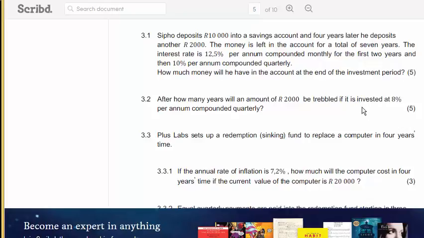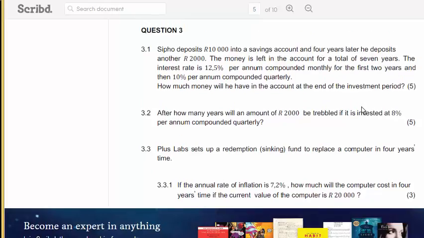Okay, so now in question 3, we are doing the financial maths at this stage. Sipho deposits 10,000 into a savings account, and 4 years later he deposits another 2,000 rand. The money is left in the account for a total of 7 years. The interest rate is 12.5% per annum compounded monthly for the first 2 years, and then 10% compounded quarterly. How much money will he have in the account at the end of the investment period?